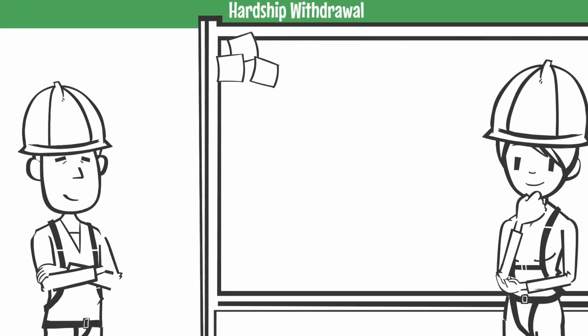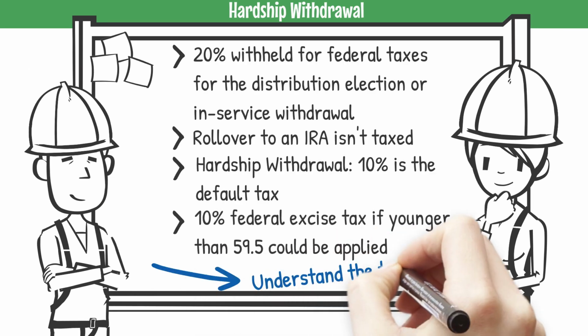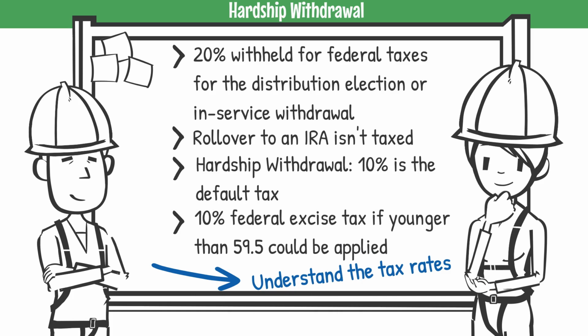Now we will take a look at the way withdrawals are taxed. Keep in mind the tax rate varies based on the type of withdrawal, your age, and whether you collect the money or roll it into a retirement account. Any withdrawal from your SRP account is considered to be taxable income. For a termination distribution and in-service withdrawal, if you elect to have all or a portion of the benefit paid directly to you, that amount will have 20% withheld for federal taxes.